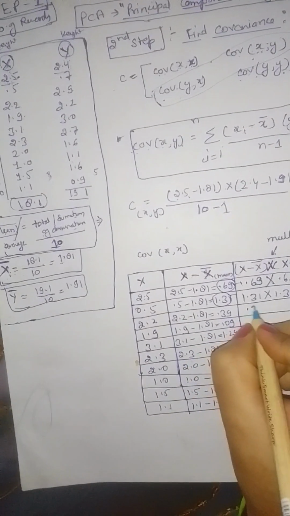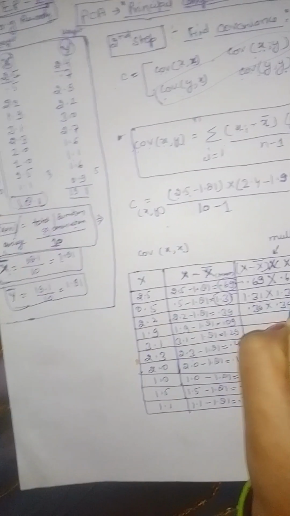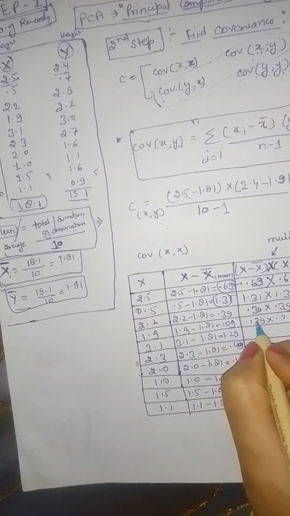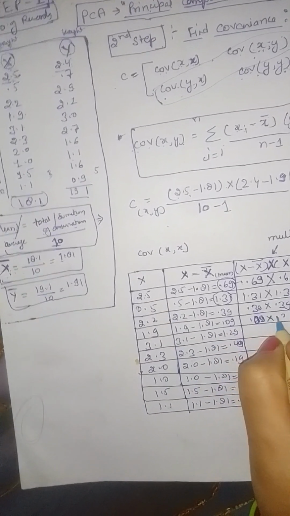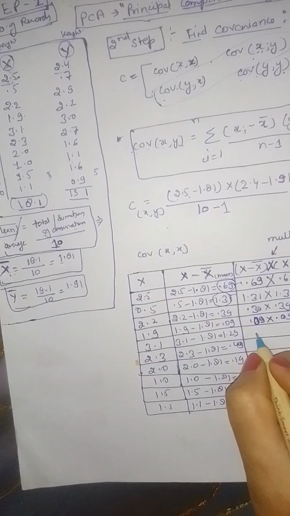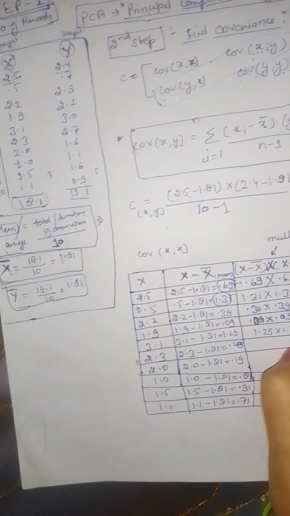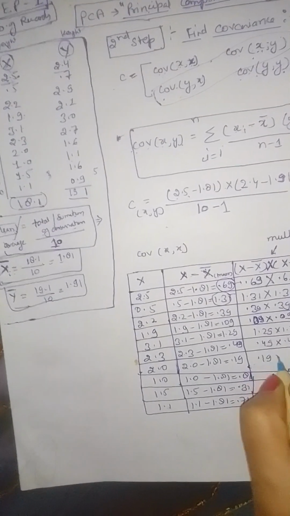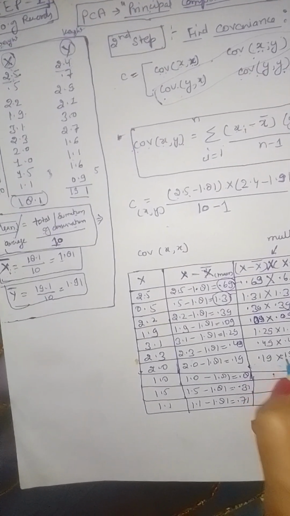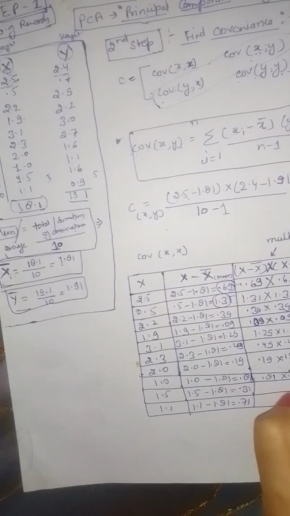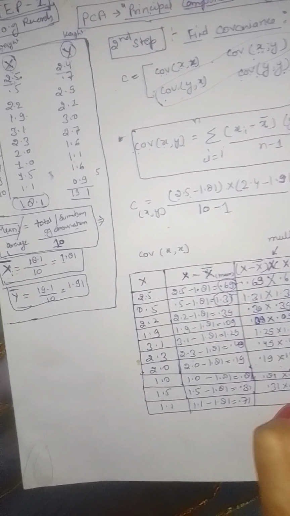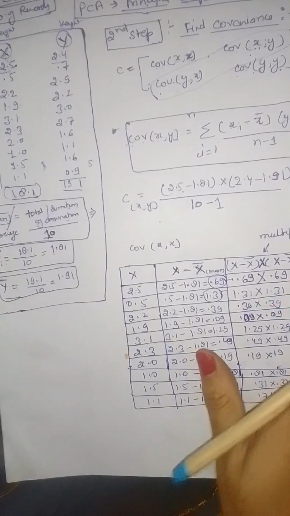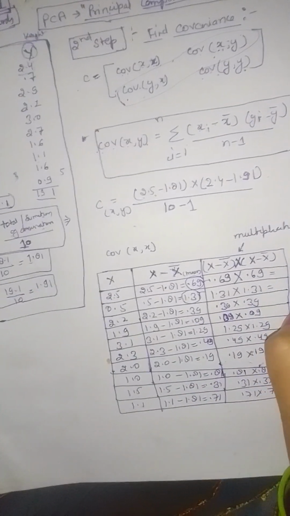Likewise, 0.39 multiply 0.39. 0.09 multiply 0.09. 1.29 multiply 1.29. 0.49 multiply 0.49. 0.19 multiply 0.19. 0.81 multiply 0.81. 0.31 multiply 0.31. 0.71 multiply 0.71. So what would be the multiplication of all these in the table?